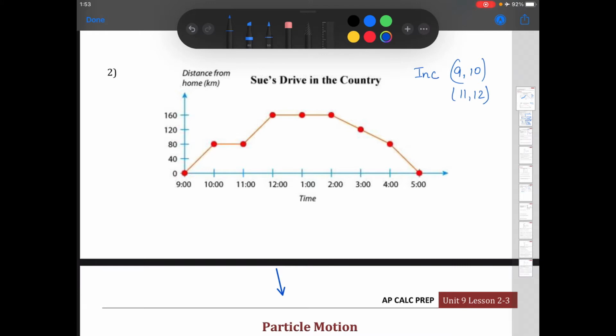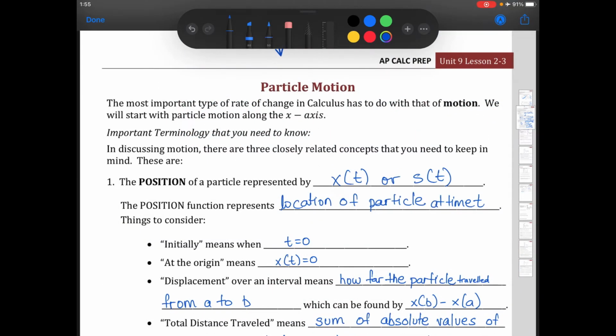And then it's constant or at rest from 10 to 11 and 12 to 2, right? From 12 to 2, that's at rest. It's a horizontal slope, so that's a constant. And then it's decreasing all the way from 2 to 5. So that's what is happening in these graphs.